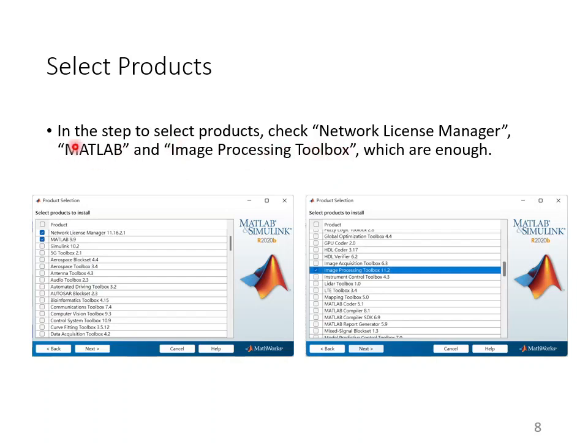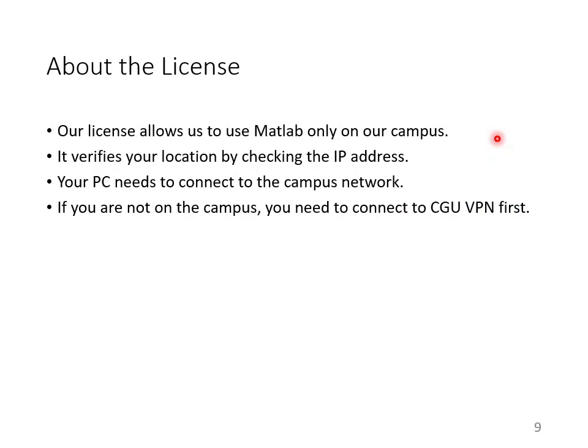All of them are included in the image processing toolbox. And MATLAB is the main program. You need to launch it to edit your code and to execute to see the results. And the network license manager, we need it because our license purchased by our school restricts the usage. It only allows us to use MATLAB on campus, and it will verify your location by checking your IP address. So your device or your PC needs to be connected to our campus network. Otherwise, you won't be able to launch MATLAB. So if you are not on the campus, you need to connect to our campus VPN at first.